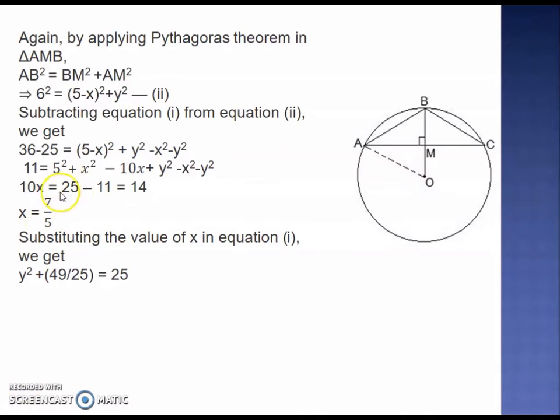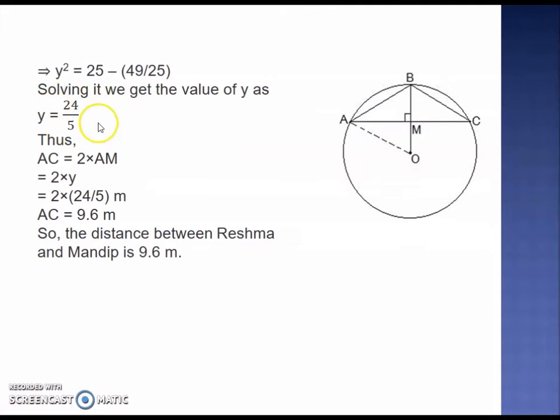So substitute this value of x in equation number 1. You will get y square plus 49 by 25 is equal to 25. So y will be, after solving this, you will get 24 by 5. Now y is this AM. This is what we took as y. Now we have to find distance between A and C. So distance between A and C will be double of AM, that is twice of AM. So that will come as 9.6 meter. That is the distance between Reshma and Mandeep.